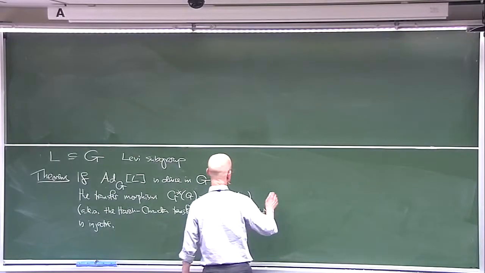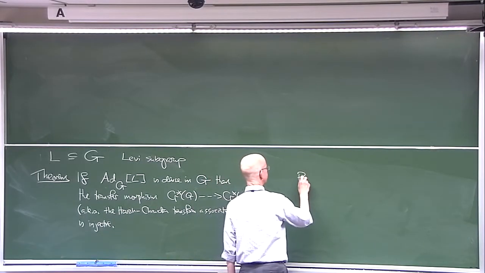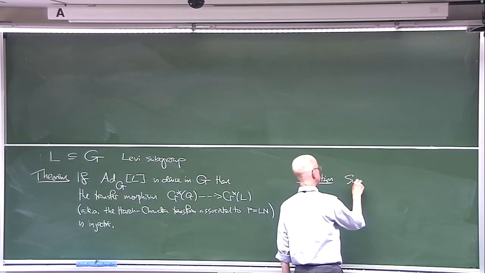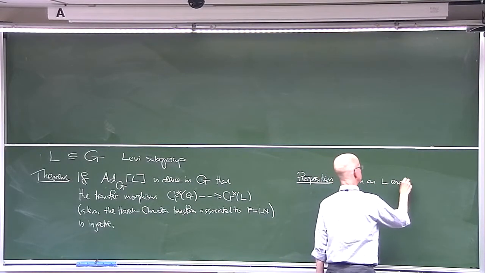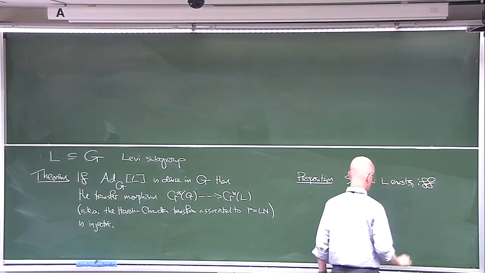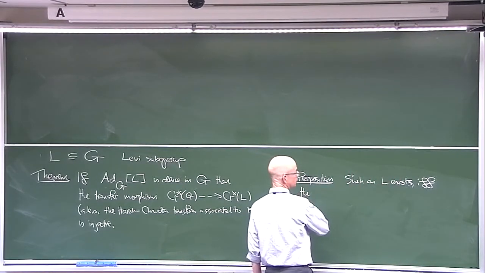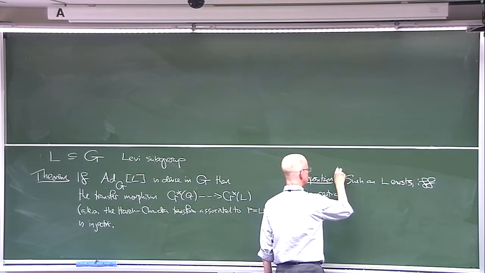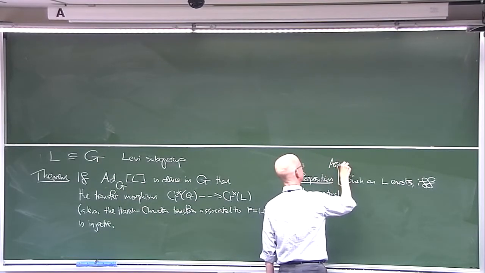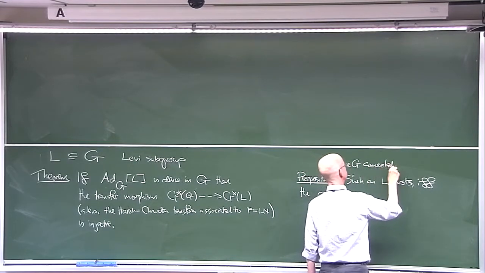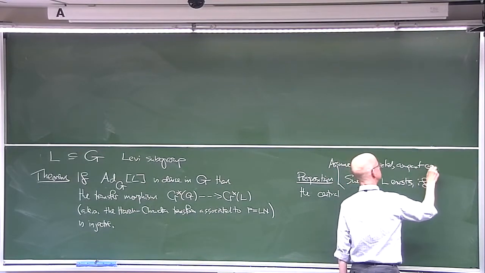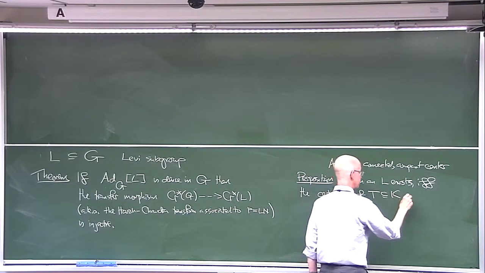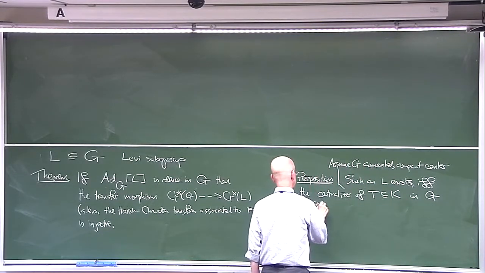Okay. And as for the hypothesis, there's a little lemma or a proposition which says that such an L exists if and only if the centralizer, let's assume G is connected with a compact center, otherwise what I'm about to say is obviously false. Now, such an L exists if and only if the centralizer of T, not in K, but in G, is non-compact. T being a maximal torus in K.